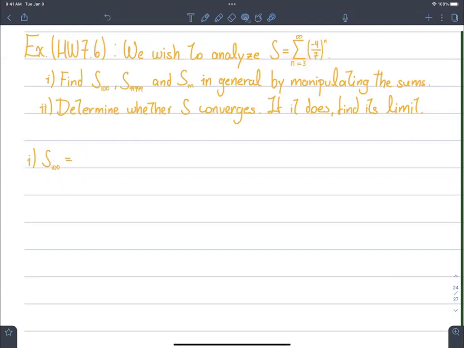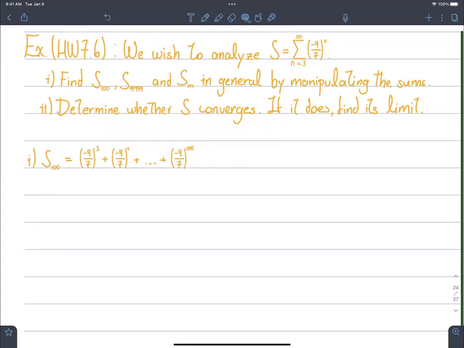So that's minus 4/7 to the third power, plus the next one. And what's the next power? Well, it's the one after 3, it's 4. Okay. And so on and so forth until we get to the one indicated here, which is minus 4/7 to the 100th power.